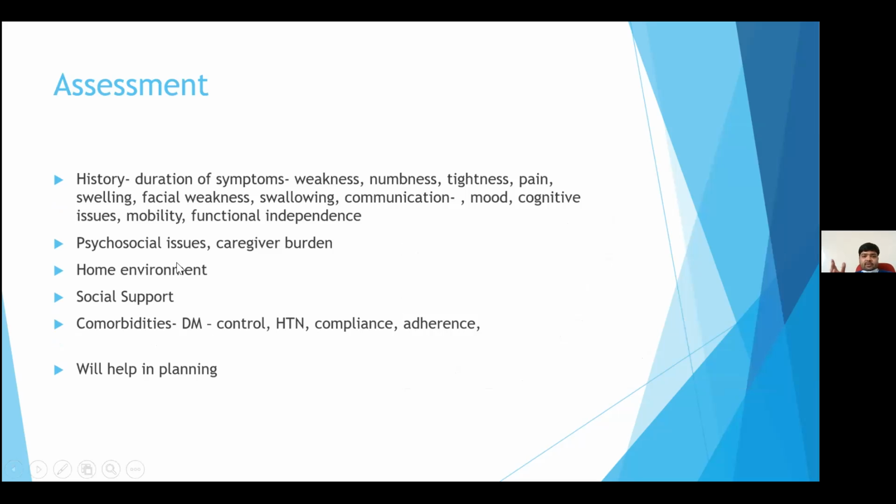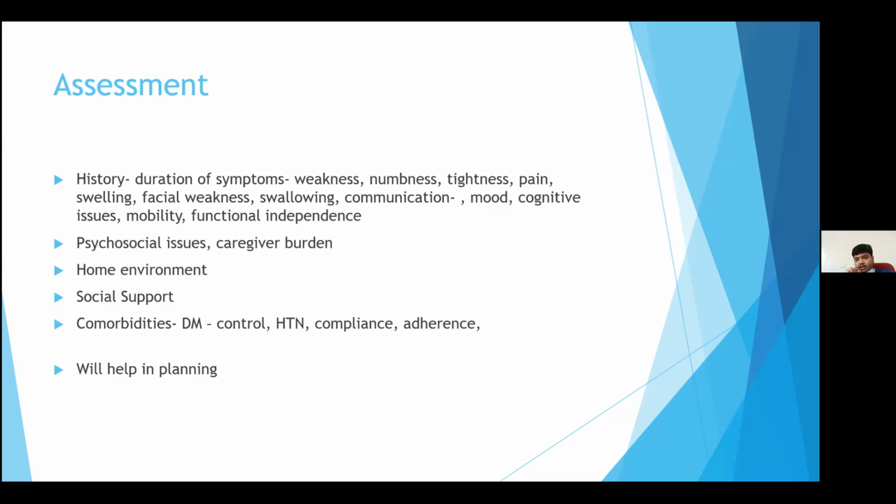What is the duration of symptoms they have presented? What is the time for which they have had this spectrum of symptoms? And what are these symptoms? You will have weakness, numbness, tightness, spasticity. They will not say spasticity, they will say tightness. Pain, which can be both nociceptive as well as neuropathic. So CRPS is very common.